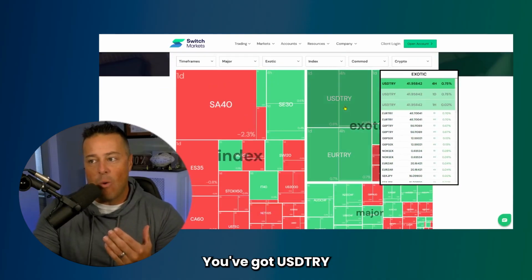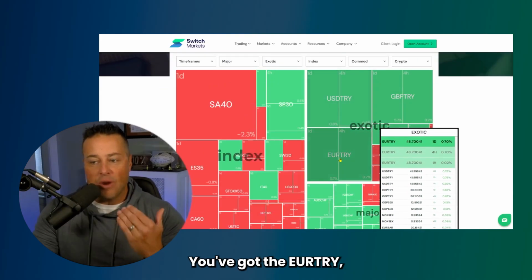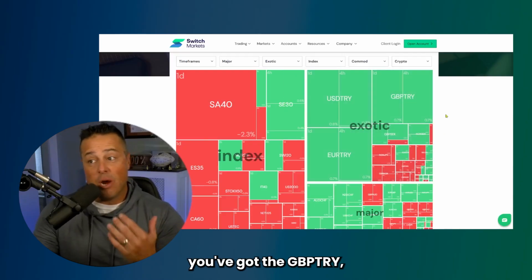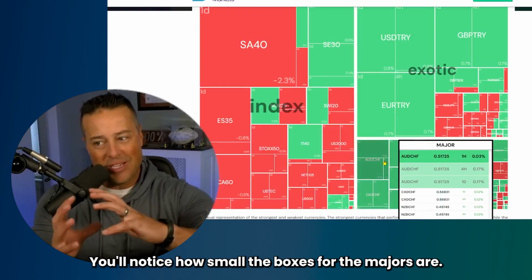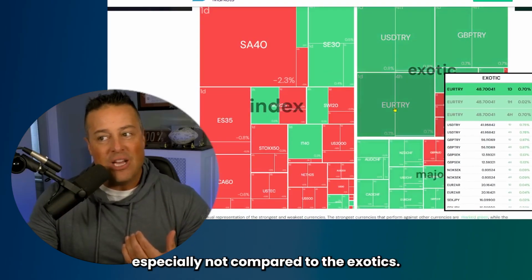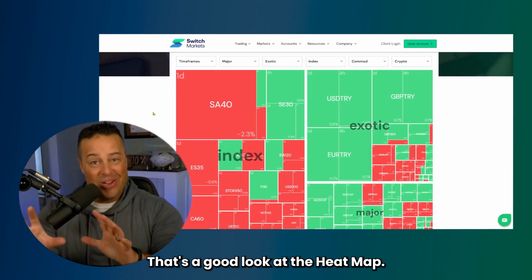You've got USD TRY. That's on the move a little bit. You've got the Euro TRY. You've got the Great Britain Pound TRY. A lot going on right here. You've also got some of your majors. You'll notice how small the boxes for the majors are. They're not moving a whole lot, especially not compared to the exotics. That's a good look at the heat map.